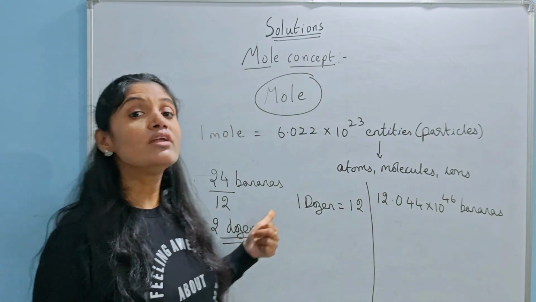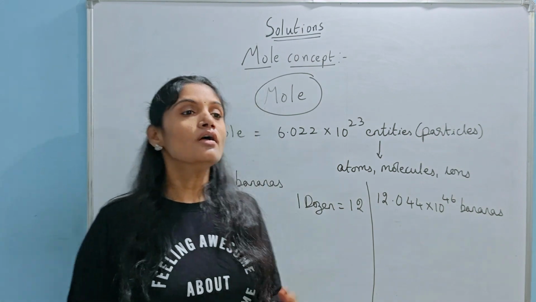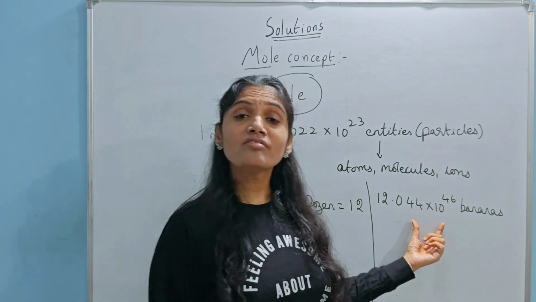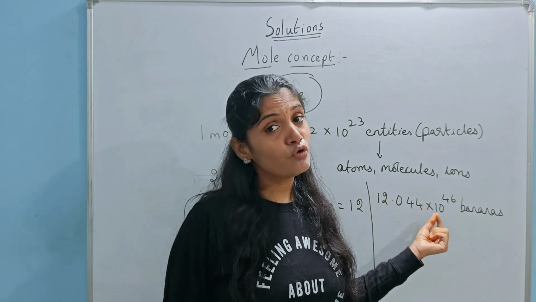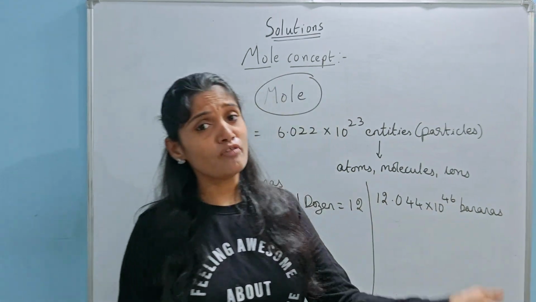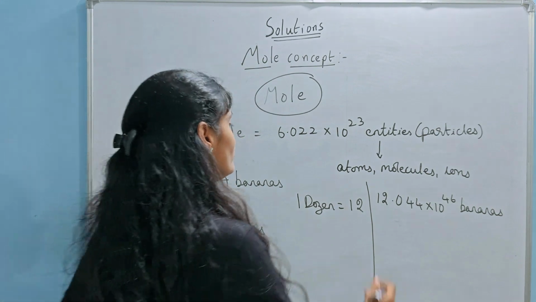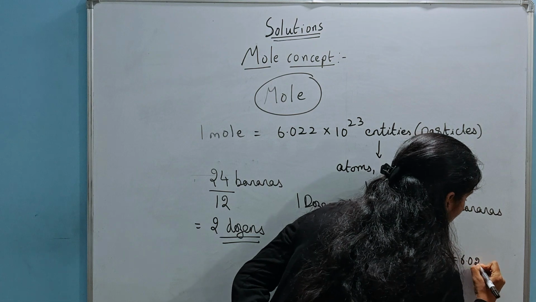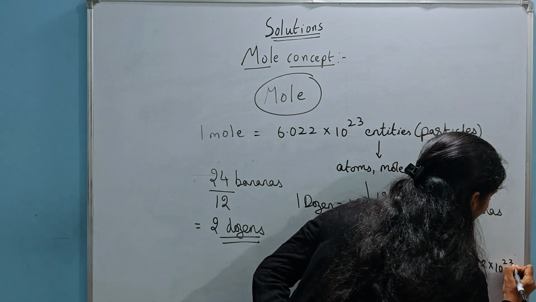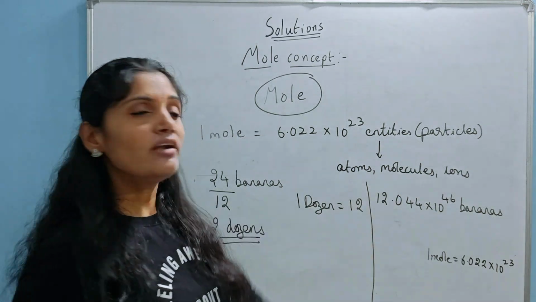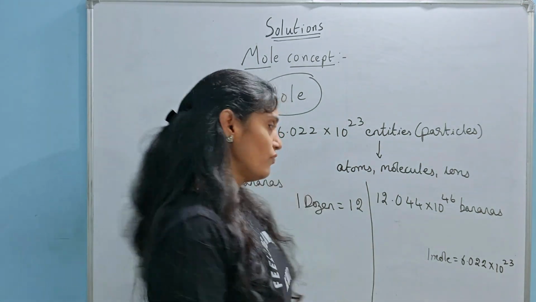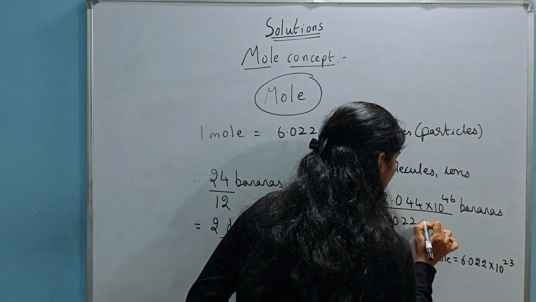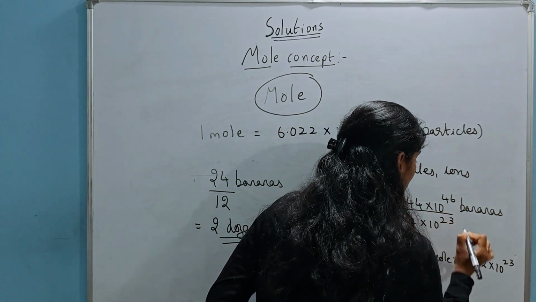The process is very simple. What did I do before? I divided it by the reference number. The reference number for 1 dozen was 12. What will be the reference number for moles? 1 mole is equal to 6.022 × 10^23. So I will just divide this number of bananas by 6.022 × 10^23.